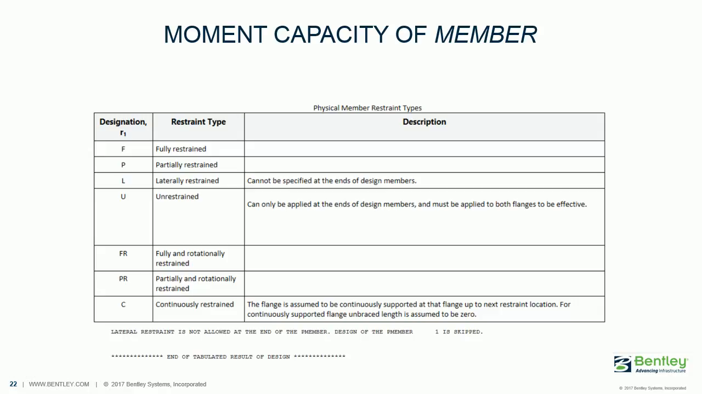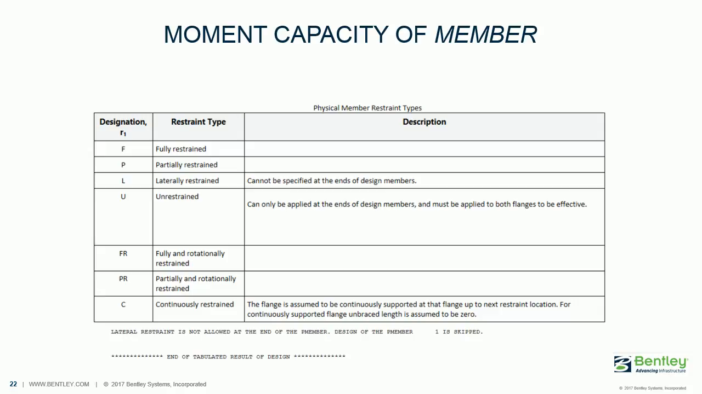Now here in Staad we have categorized the different restraint types as F, P, L, U, FR, PR, and C. So F means fully restrained, P is partially restrained, L the laterally restrained, U the unrestrained, FR the fully and rotationally restrained, PR the partially and rotationally restrained, and C the continuously restrained.